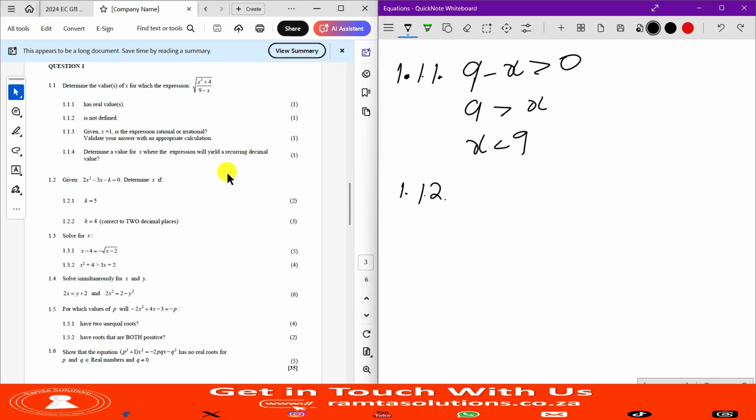1.1.2, determine the values of x for which this expression is not defined. For it to not be defined, the denominator must be equal to 0. So 9 minus x should be 0, so we can say x is equal to 9. For those who might be finding this confusing, it's similar to saying x equals minus 9, x equals 9. However, it's not really necessary, so it's fine if I say x equals 9.